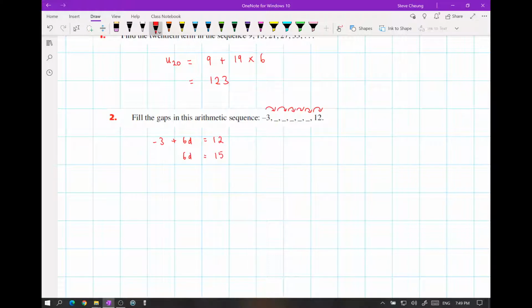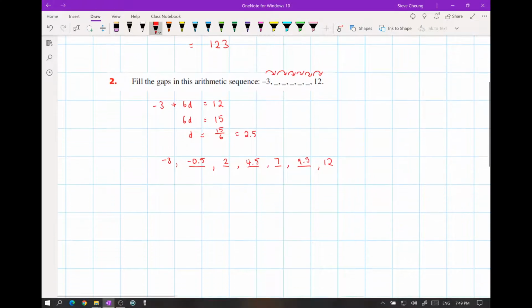And moving -3 to the right, dividing by 6, you get 2.5. So now I can just add 2.5 to each. I'll underline the terms that are missing. And voila.